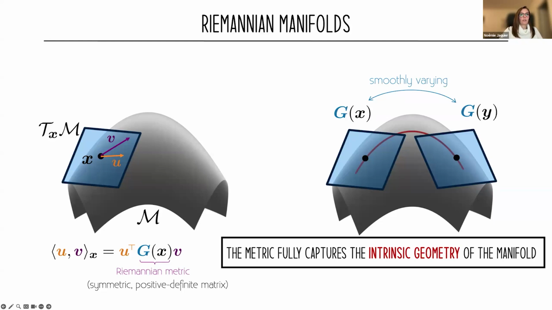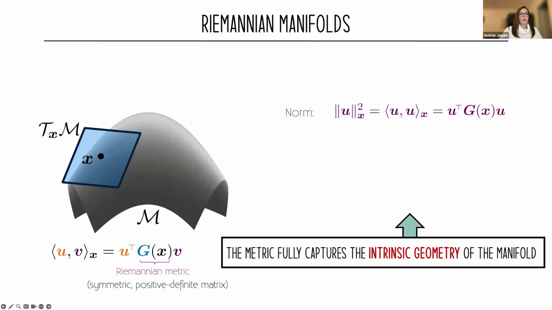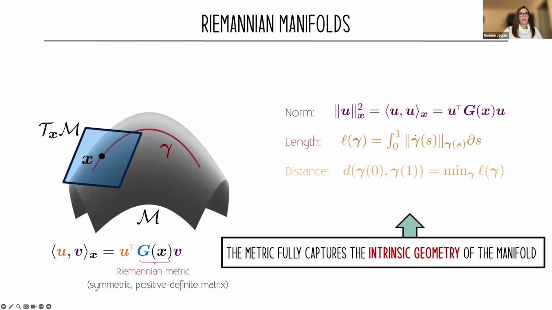And this metric smoothly varies on the manifold. So it allows you to define the notion of norms between vectors, the notion of length of curves and of distances between points on the manifold, and also the notion of shortest path, which are also minimum energy and minimum length curves on your space.